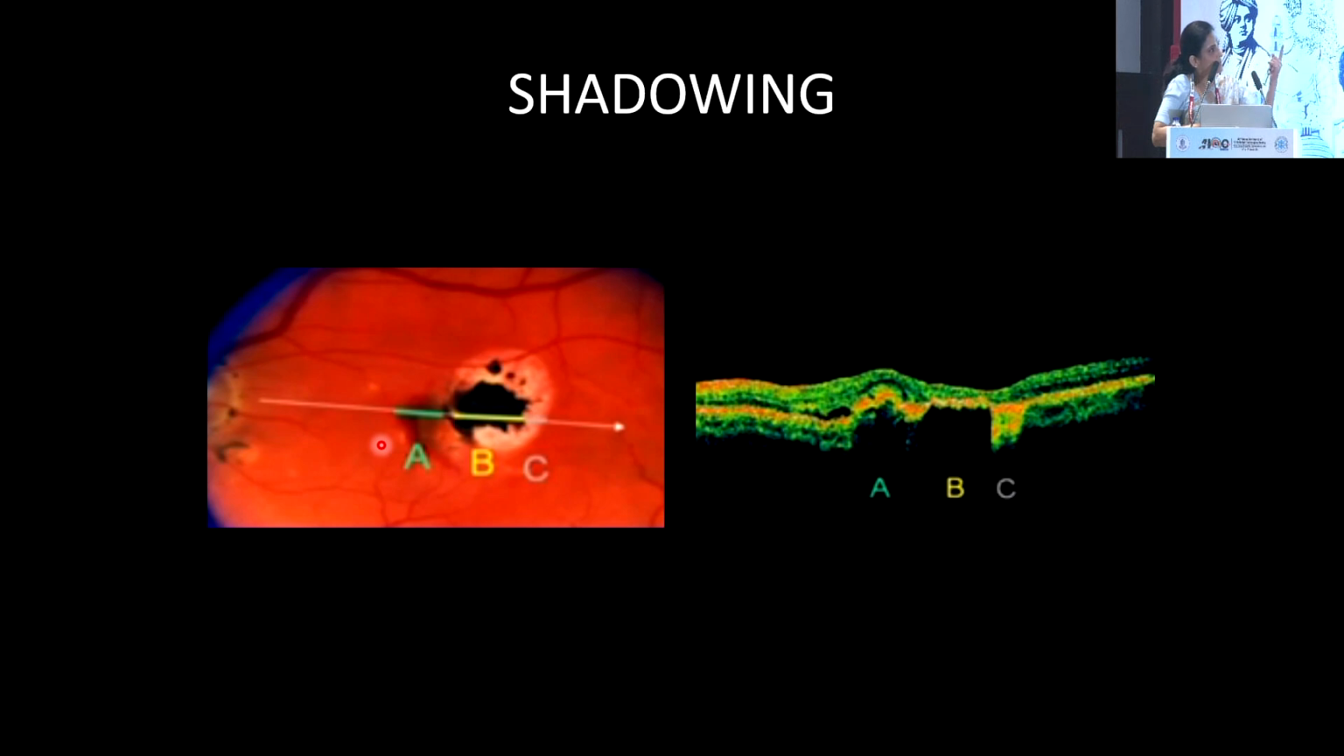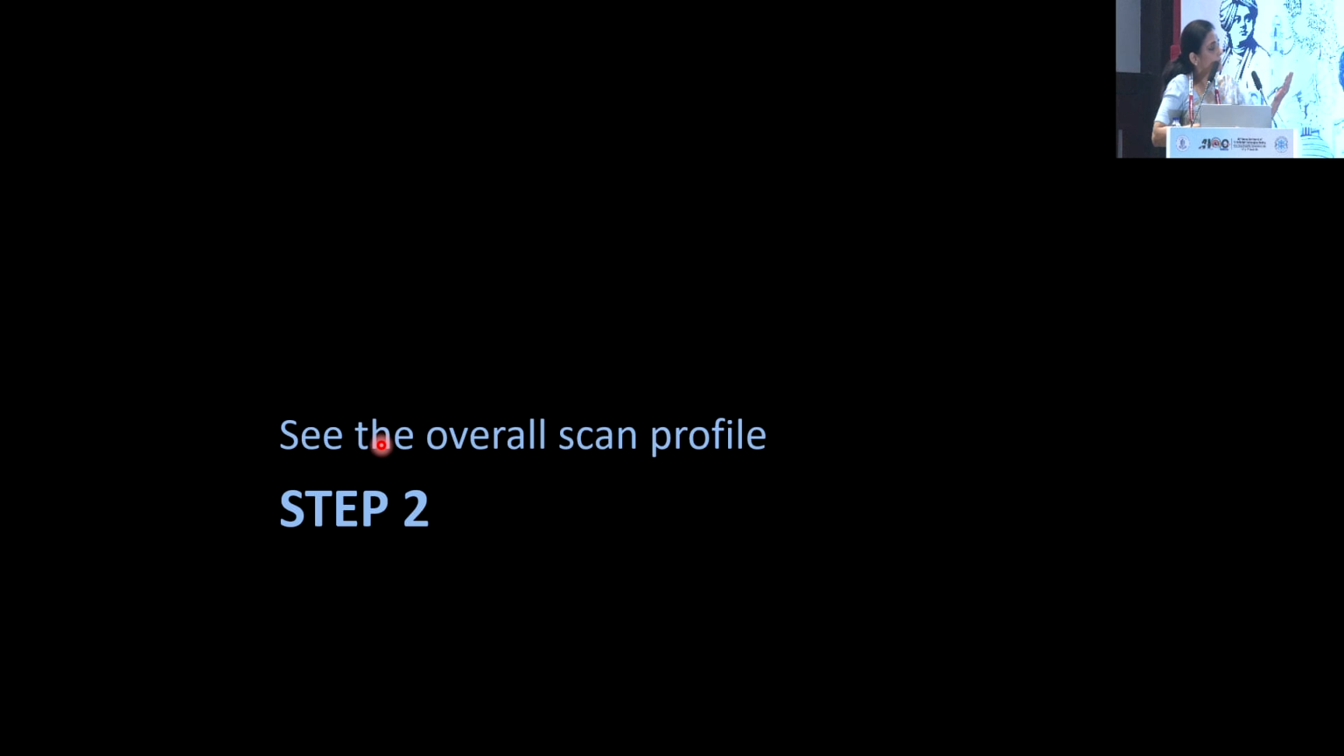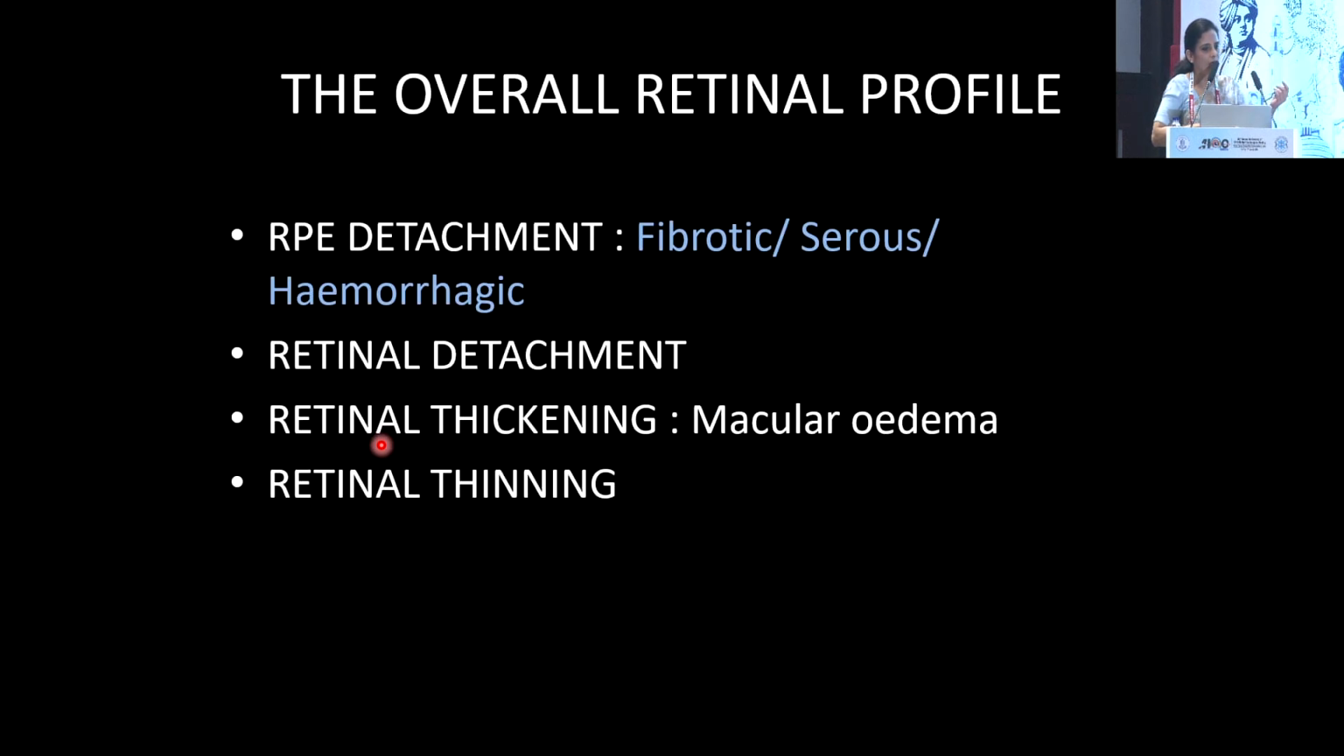Also, in the layers where there is atrophy, you start seeing more of the choroidal layers. If there's atrophy of the pigment epithelium, you see more of the choroid. If there's any pigment deposition over there, then it will obscure the deeper layers. So like here, there's scar tissue, it's obscuring the deeper layers. Then see the overall scan profile.